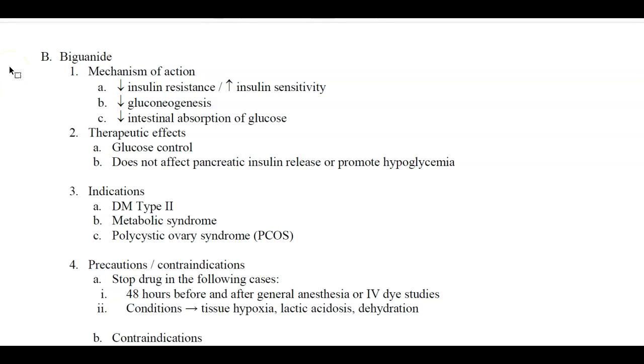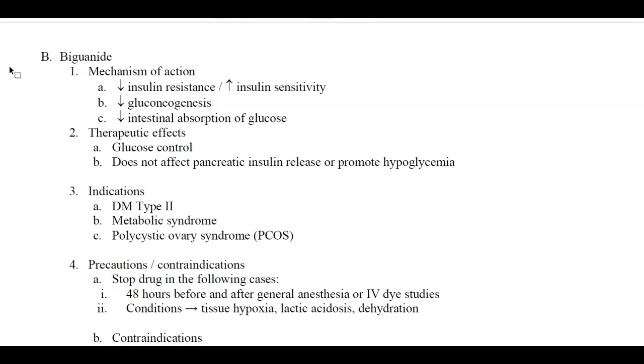The next oral anti-diabetic agents that you have to remember are the biguanides. Biguanides work by decreasing insulin resistance, therefore increasing insulin sensitivity, and decreasing gluconeogenesis. Gluconeogenesis means the generation of new glucose, or new glucose production. Another mechanism of action is decreasing the intestinal absorption of glucose.